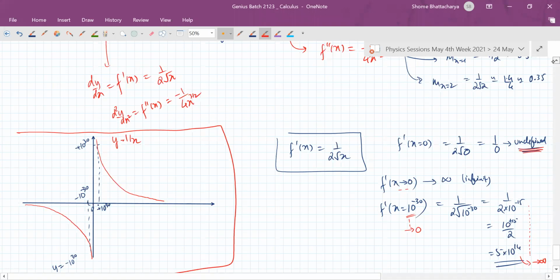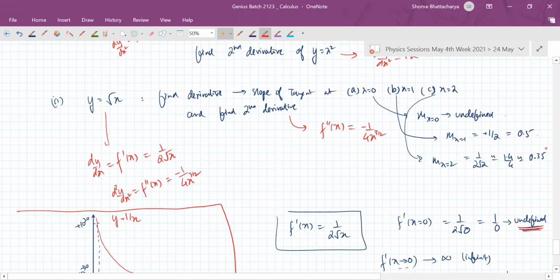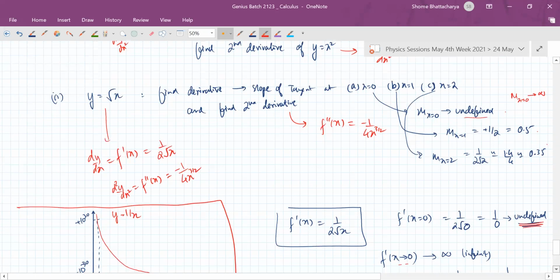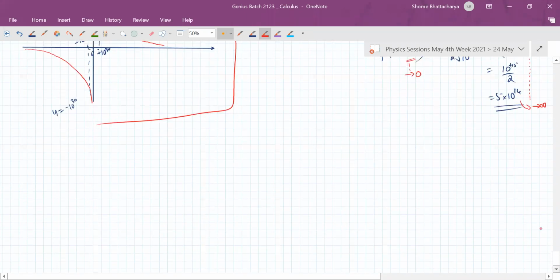Okay, now coming back to these values, you can see that the slope is decreasing. Forget about the undefined thing, but if it's tending to 0, it's infinite. So m for x tending to 0 is tending to infinity. So it's decreasing from infinity to 0.5 to 0.35, like that if you go on analyzing. And what is the other thing that we got? That the second derivative is negative.